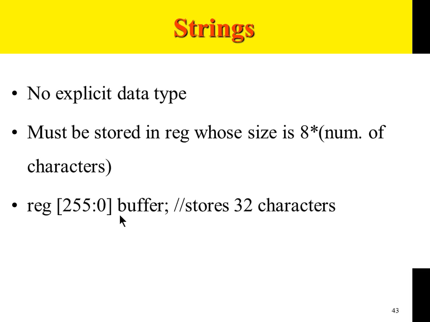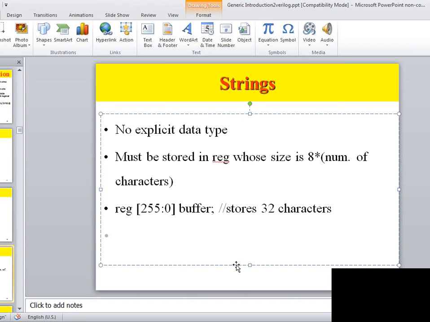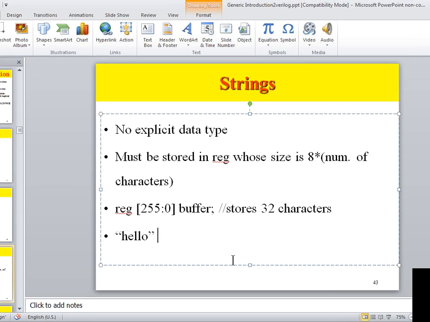So let's say you want to declare, let's take an example here. Let's say I want to store hello as a string. So 1, 2, 3, 4, 5, 5 into 8. I need a 40-bit register. So reg 39 to 0 string. One thing to keep in mind is Verilog is a case sensitive language, so it should be all lowercase. And then I can initialize this reg or something like this.